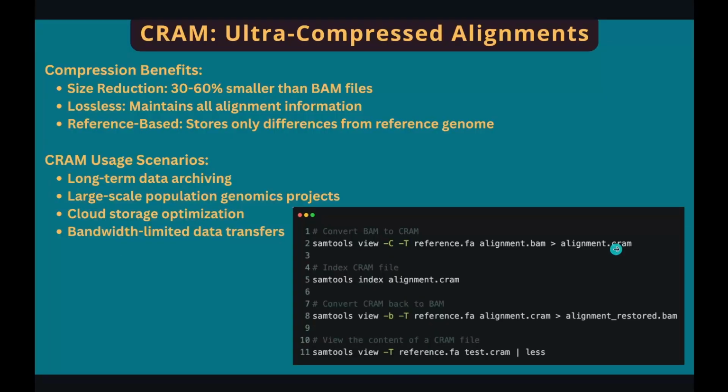There is another popular alignment format, CRAM. It's the ultra-compressed version of BAM. It's much smaller than BAM files, it's lossless, and it stores only differences from the reference genome. That's why when you convert BAM files into CRAM file, you need the reference genome file. You can convert BAM to CRAM or CRAM to BAM using samtools. You can also peek into CRAM files using samtools, but you also need the genome file. You use CRAM file when you have limited storage.